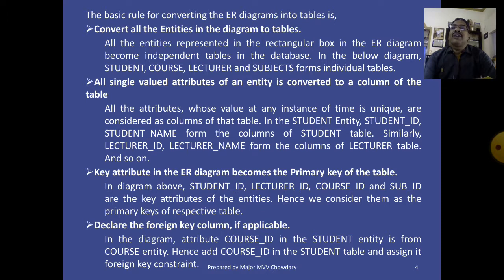Declare the foreign key column if applicable. A foreign key can be represented with dotted lines under the attribute name. In the diagram, attribute course ID in the student entity is from course entity. Add course ID in the student table and assign it foreign key constraint.